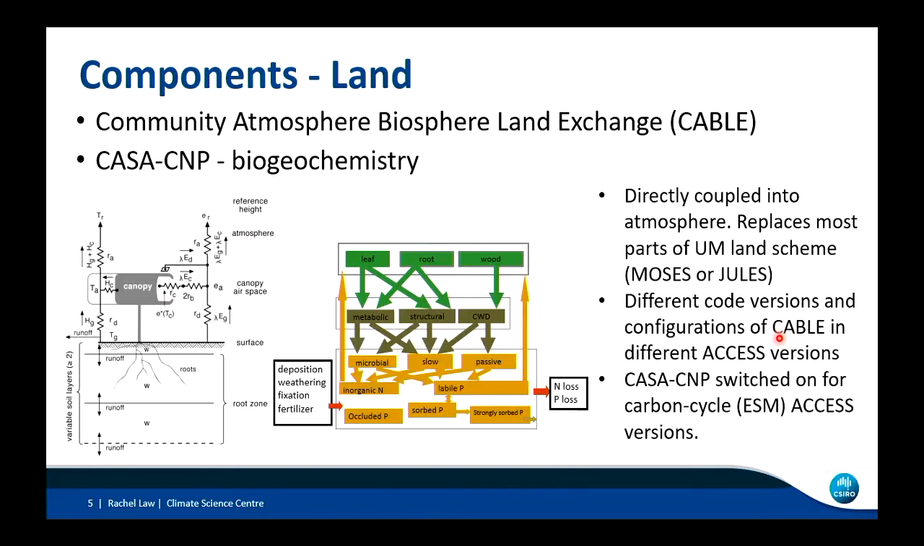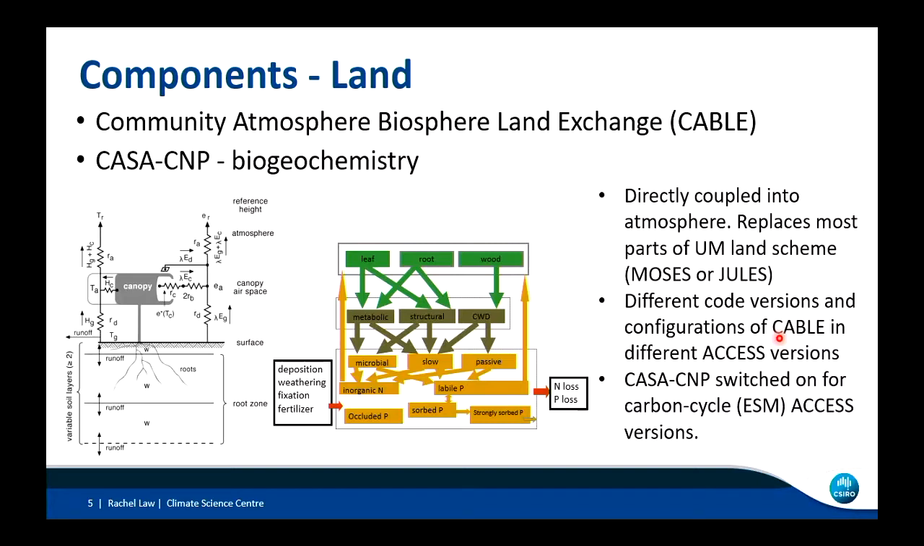Anna may well have touched on some of this yesterday when you heard about the land. So our land component is the Community Atmosphere Biosphere Land Exchange, CABLE model, which is our Australian community model. If you think about Katrin's little bubbles where she showed how different models were coupled together, we do actually put this land model right into the UK Met Office UM atmosphere. So it isn't done through a coupler, it's embedded in the code. That's actually quite a bit of work.